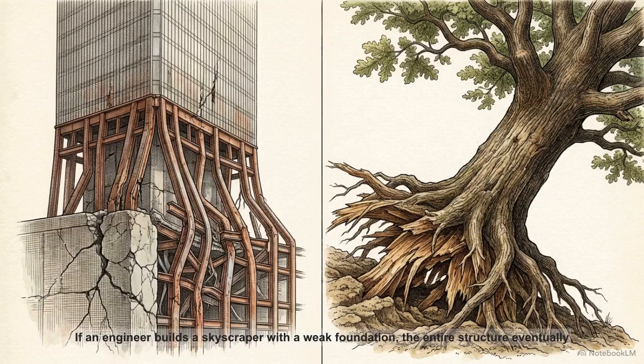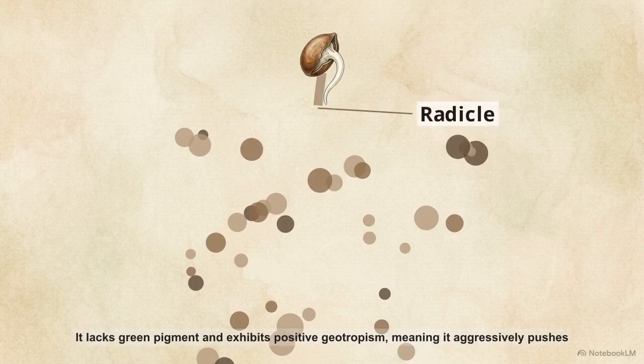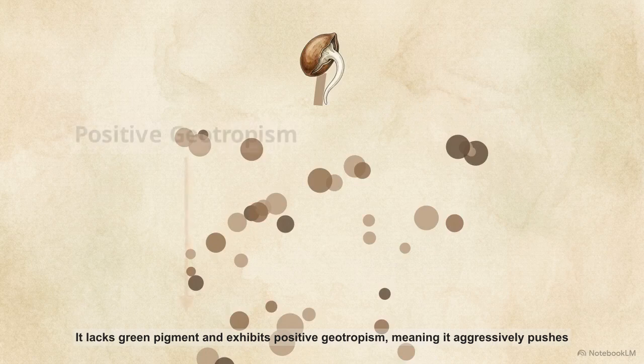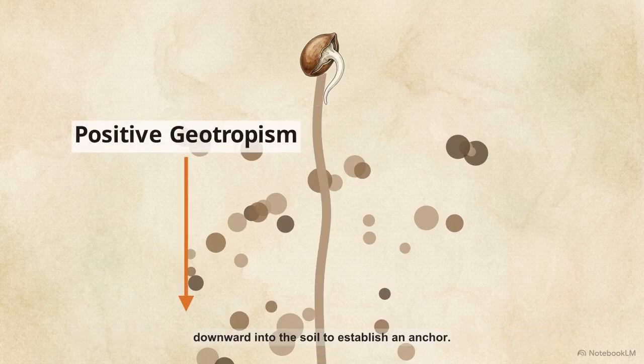If an engineer builds a skyscraper with a weak foundation, the entire structure eventually collapses. Plants operate on the exact same brutal logic. A standard root develops directly from a germinating seed's radicle. It lacks green pigment and exhibits positive geotropism, meaning it aggressively pushes downward into the soil to establish an anchor.